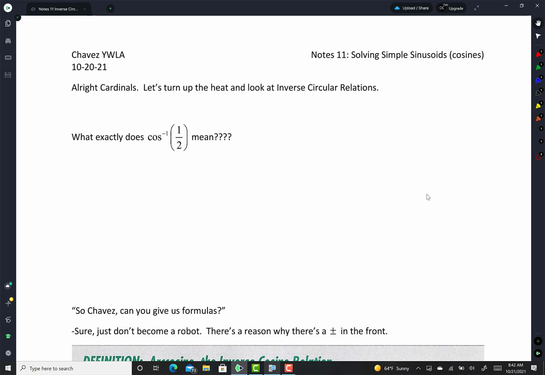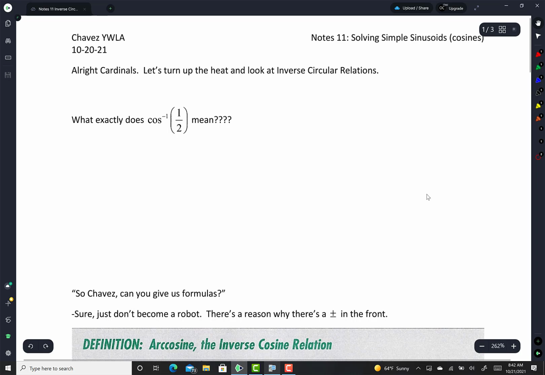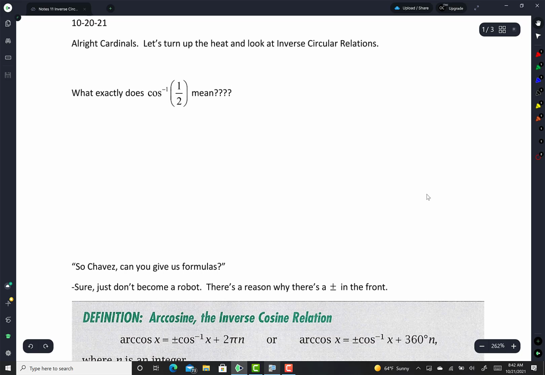Stop me if for some reason something doesn't make sense, and I will try to explain it as best as I can.